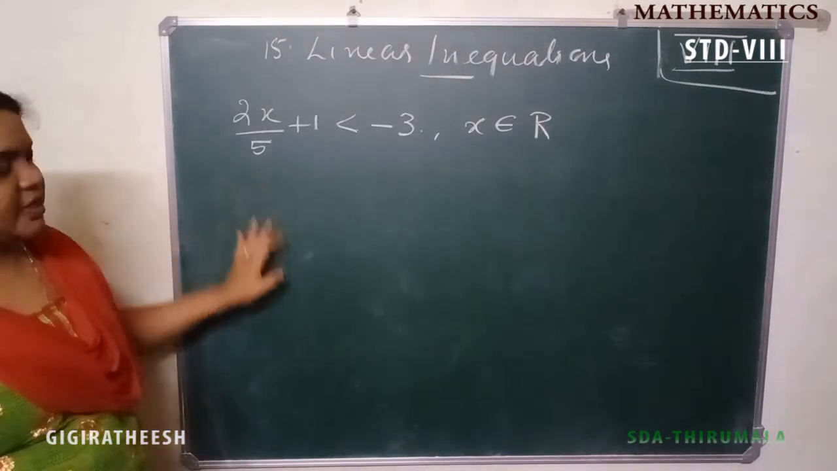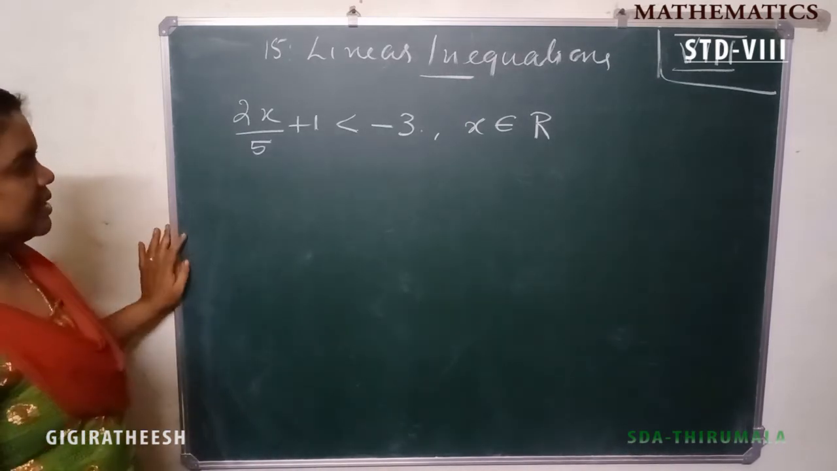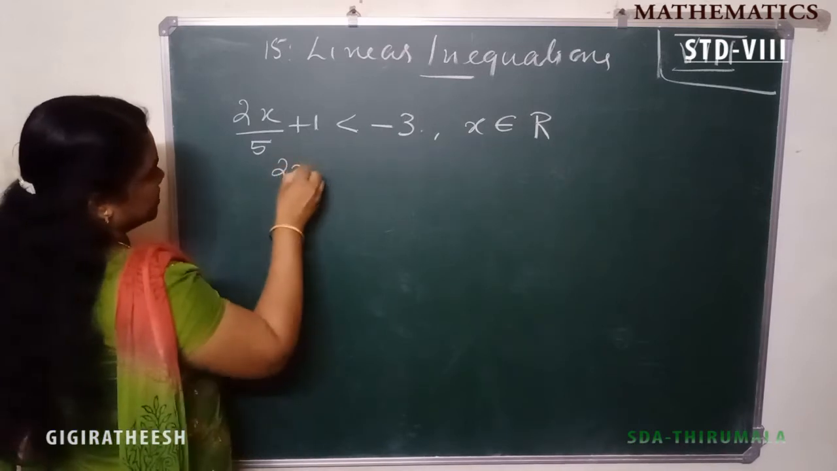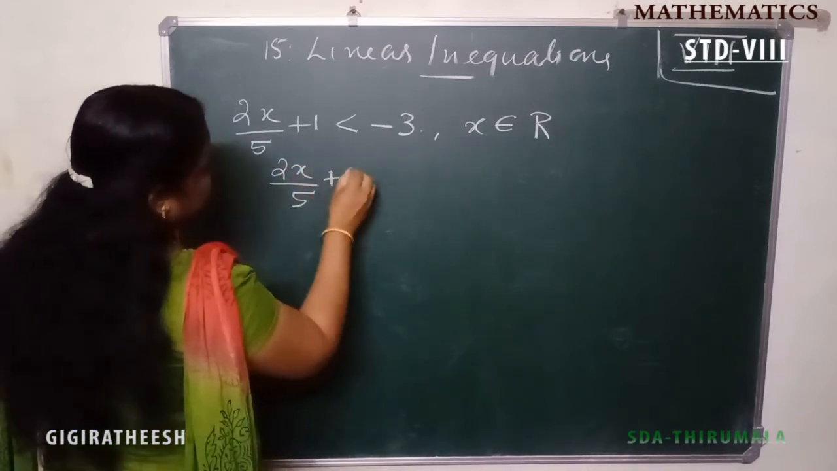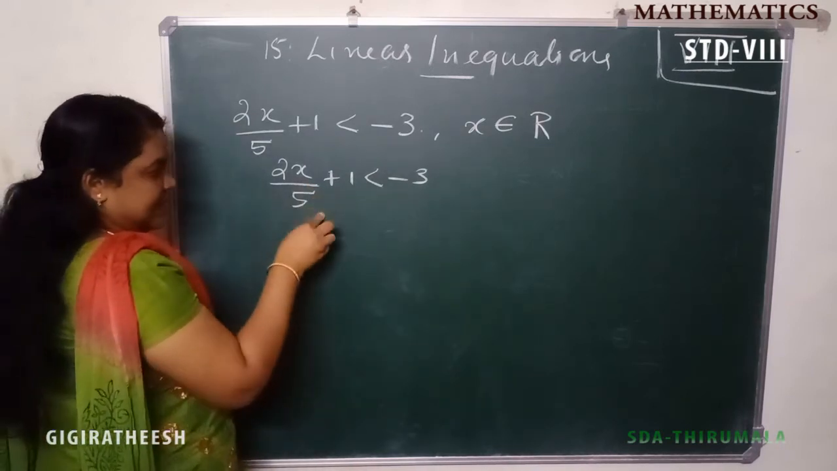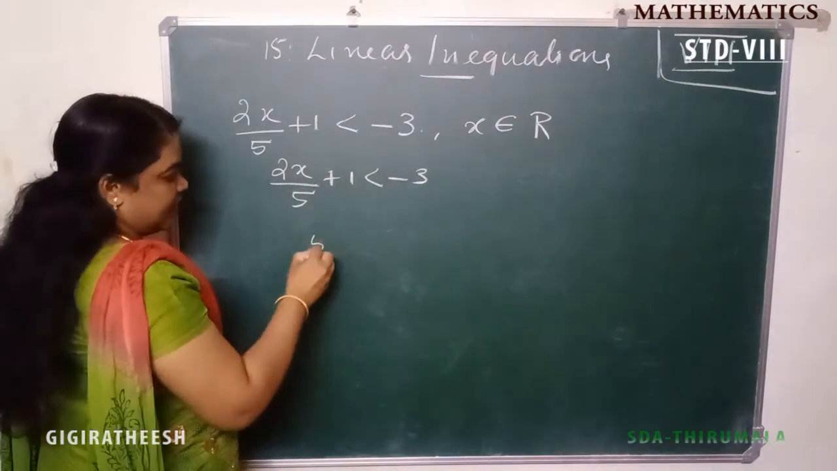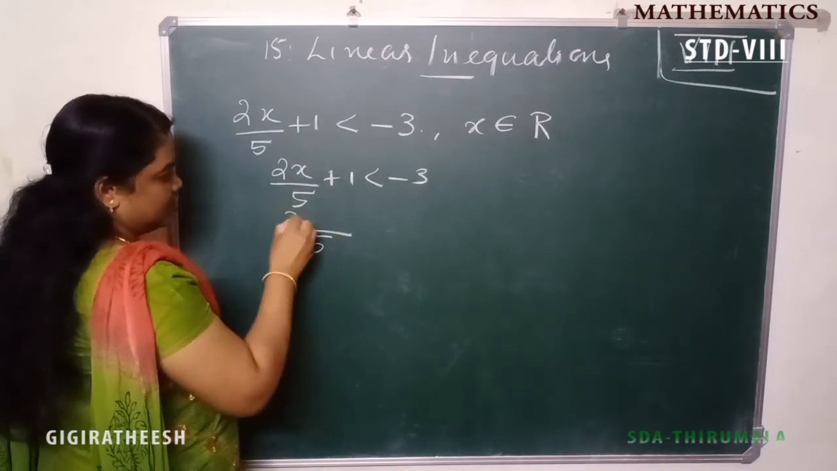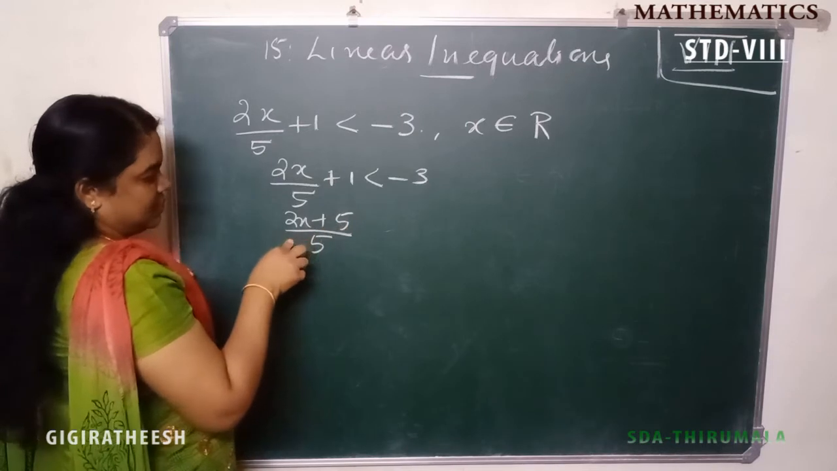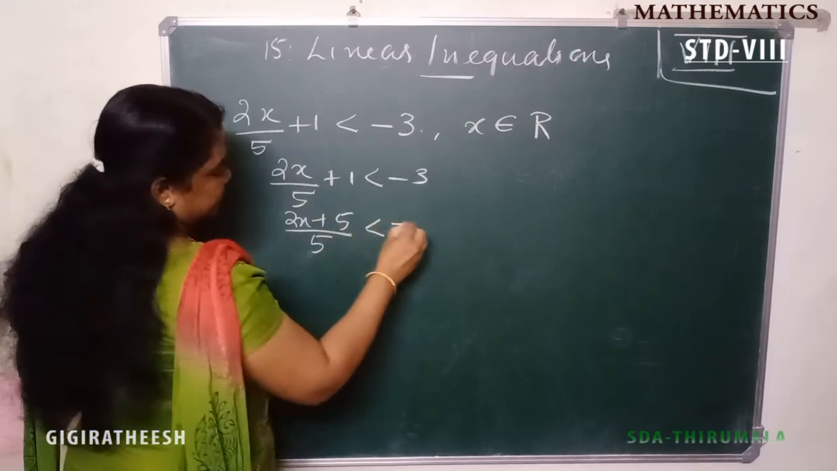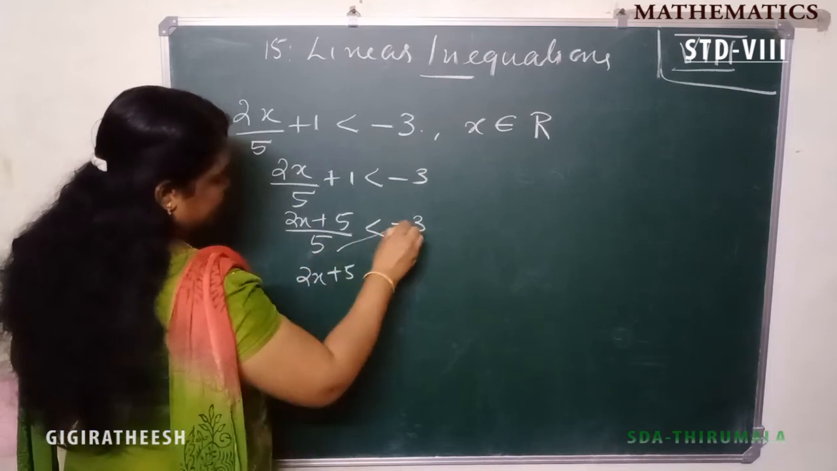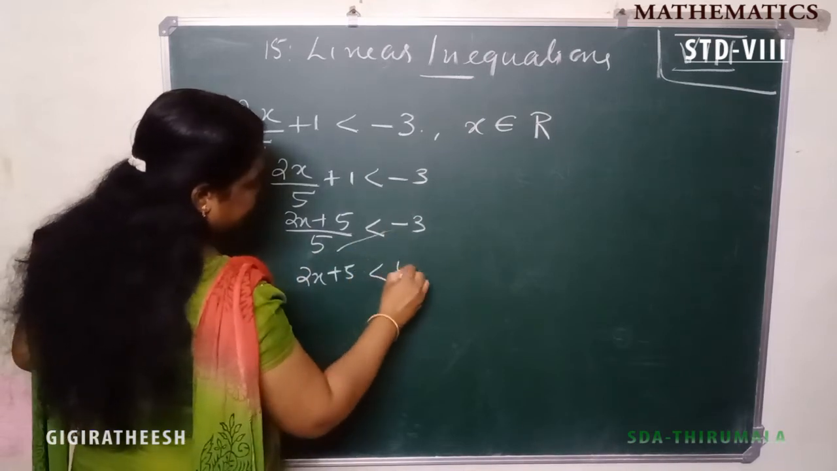Okay, next question: 2x by 5 plus 1 less than minus 3, x element of R. Here, taking the LCM, the denominator is 5, and here it is 2x plus 5. Taking the LCM, we get the numerator 2x plus 5 by 5 less than minus 3, and then multiplying the 5 to the right side, 2x plus 5 less than 5 into minus 3.